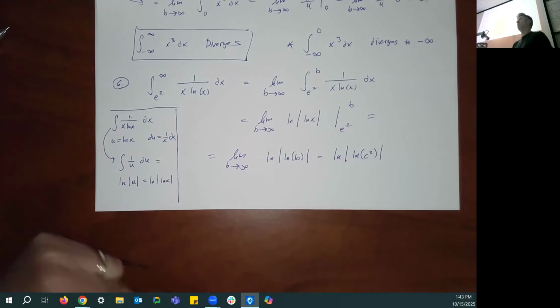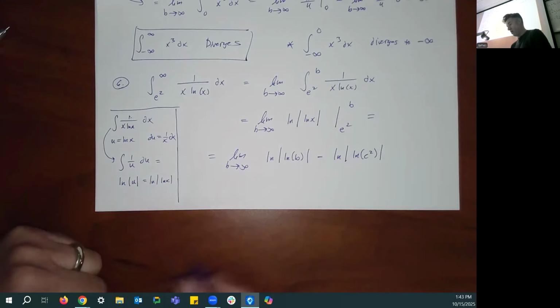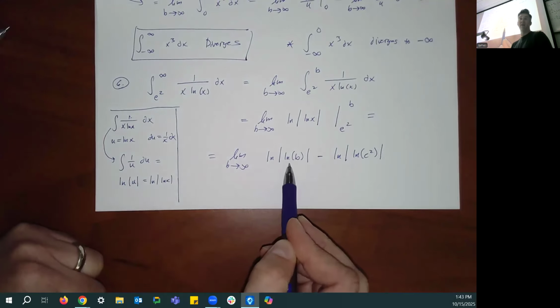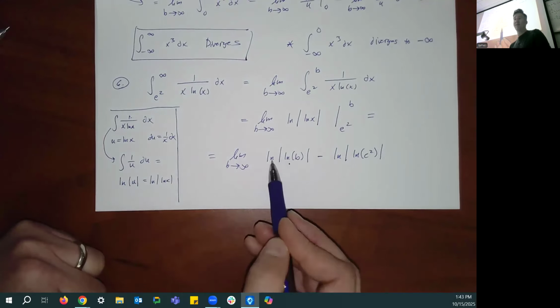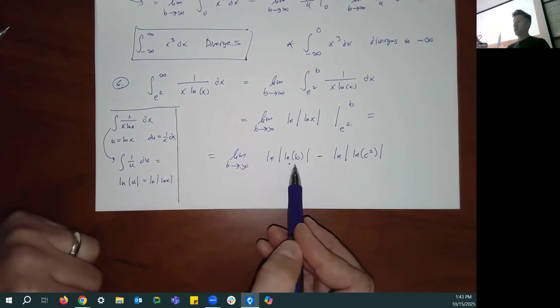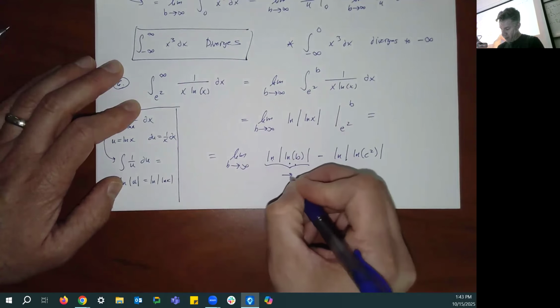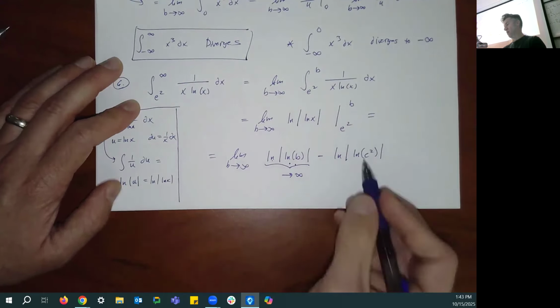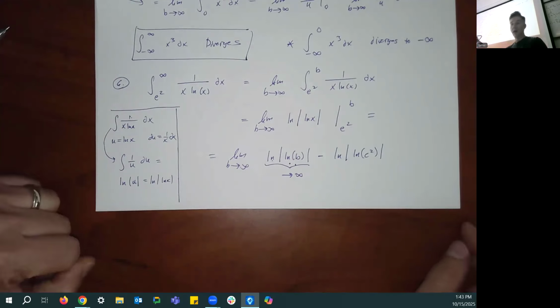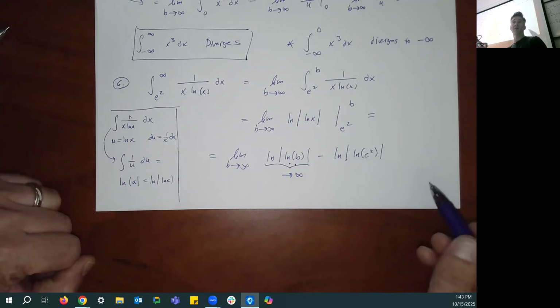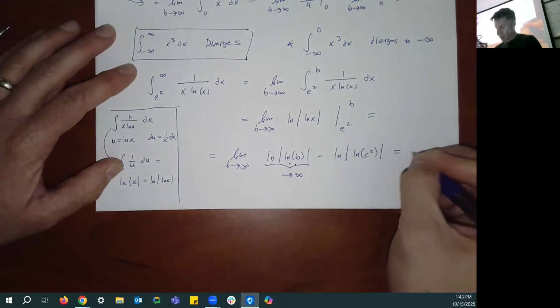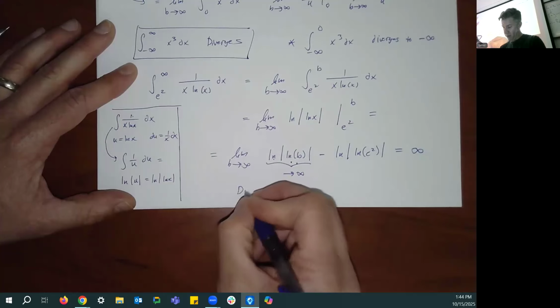And even though it's super duper slow, natural log of b gets infinitely large, and the natural log of something that gets infinitely large also gets infinitely large. So this does go to infinity. I don't care what that other part goes to. It's like, I don't know, natural log of 2 or something. Infinity minus natural log of 2 is still infinity. So this does diverge to infinity.